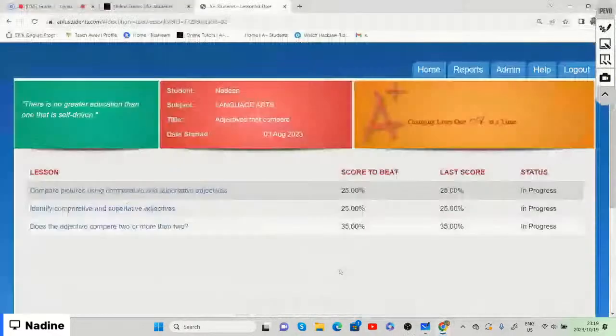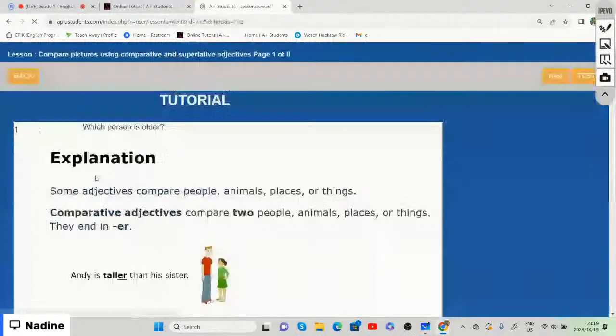All right, so now we're going to a+students.ca. And we're going into our first lesson, which is comparing pictures using comparative and superlative adjectives.